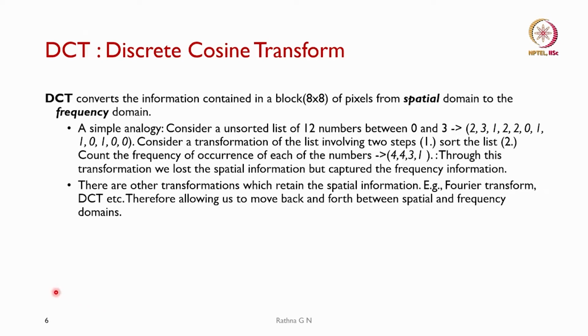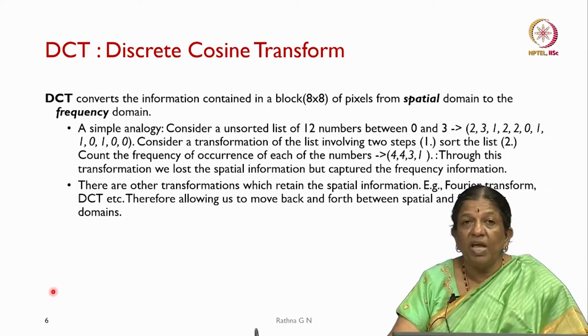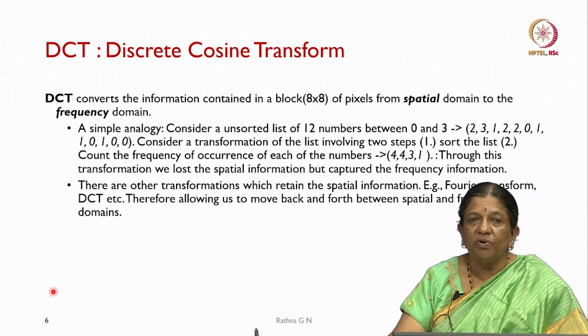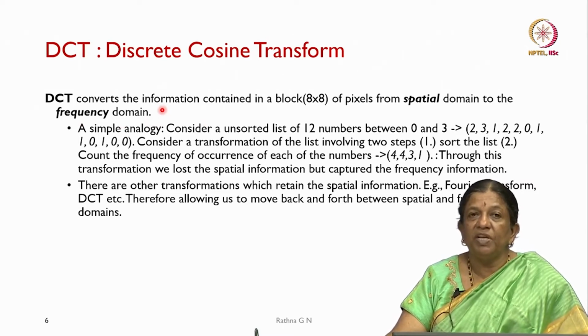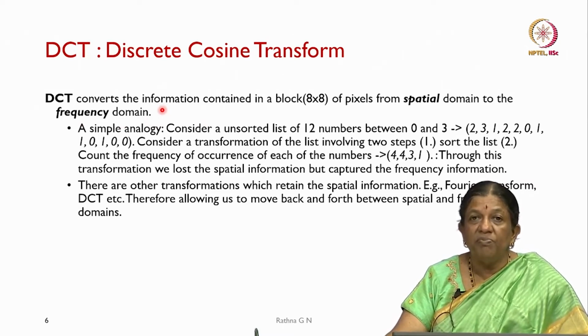So, what happens for the first step is the discrete cosine transform. This converts the information contained in our block of 8 by 8 pixels from the spatial domain to the frequency domain. In the case of FFT, we transform from time domain to frequency domain. Here, from the spatial domain we will be going into the frequency domain.